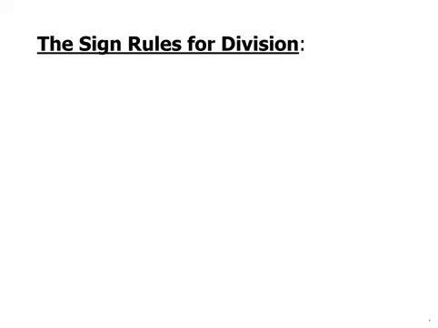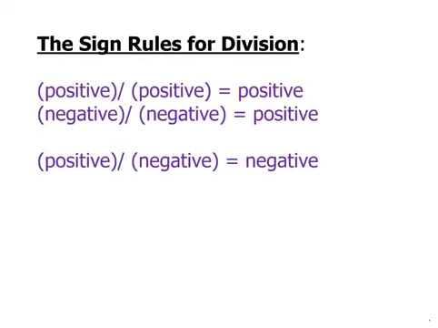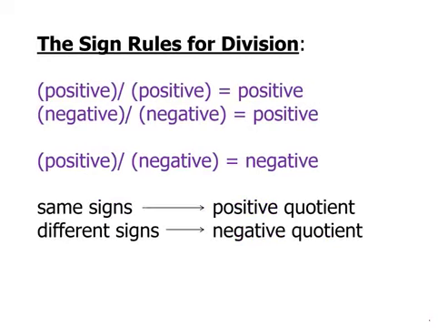The rules for division are similar. Positive divided by positive is positive. Negative divided by negative is also positive. The negatives cancel. But if we do positive divided by negative or negative divided by positive, we get a negative. And so again, same signs lead to a positive quotient. Different signs lead to a negative quotient.